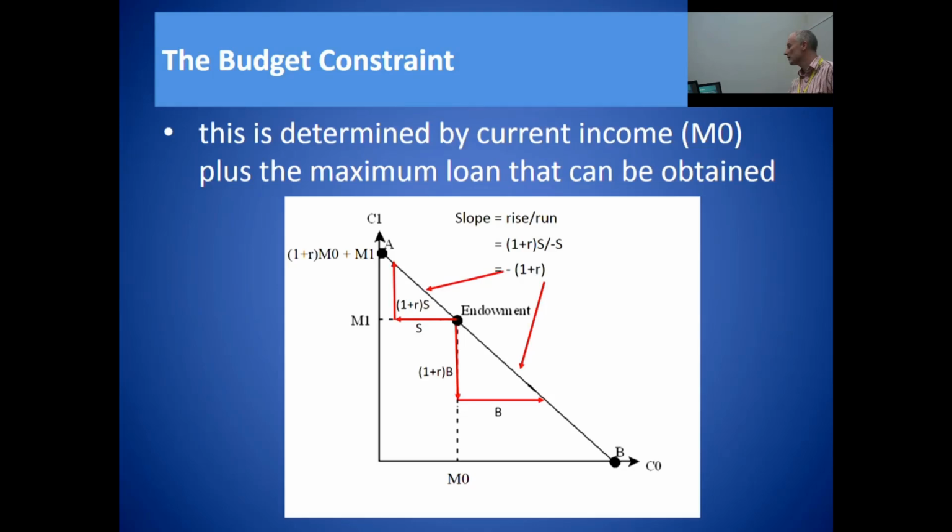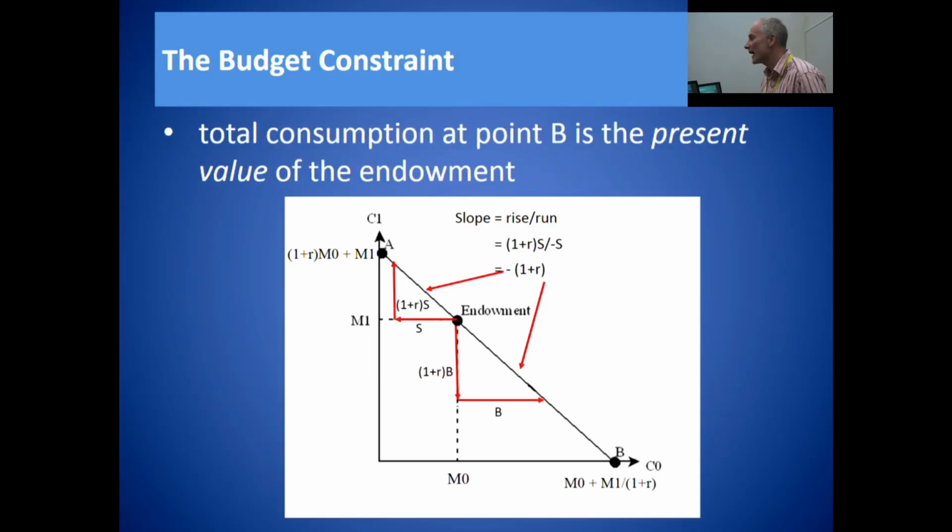And that point B in the diagram, the sum of those two, current income and maximum loan, is known as not the future value of the endowment, but rather the present value of the endowment. And there you go, that's what it's equal to. M0, which is current income, plus M1 divided by 1 plus R. Where that second component is the maximum loan that you can take out. And that then describes our intertemporal budget constraint.